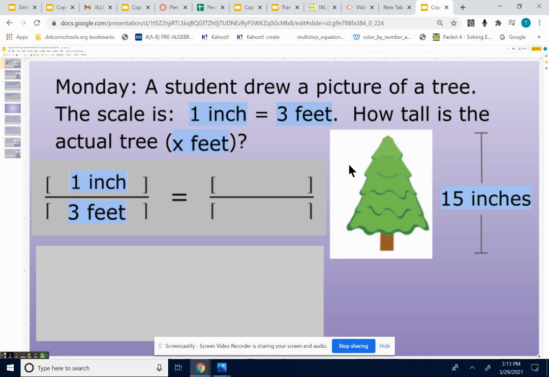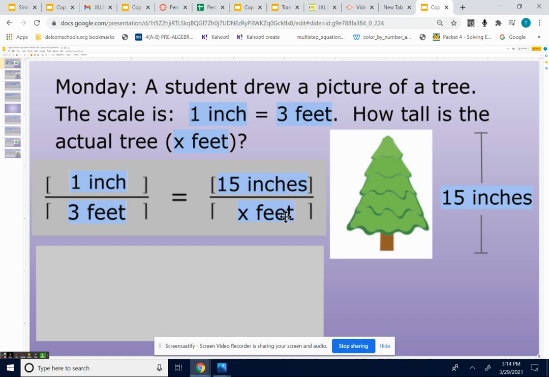Then I'm going to take my other two pieces and drag them over to the second fraction, but I want to be consistent with my labels. If I have inches on top on the left, I want to have inches on top on the right. If I have feet on the bottom on the left, I want to have feet on the bottom on the right. So when I bring 15 inches over, I need to make sure it's on top because inches is on top. When I bring X feet down, I need to make sure it's on the bottom, because inches over feet would be proportional to inches over feet.